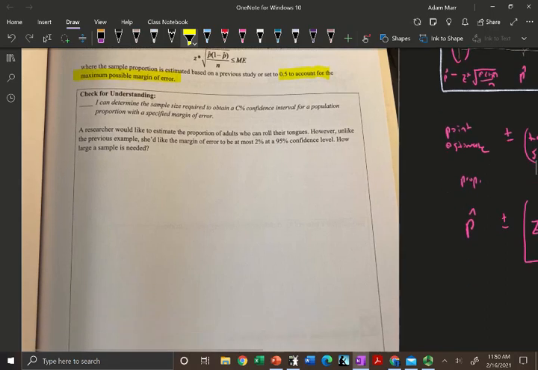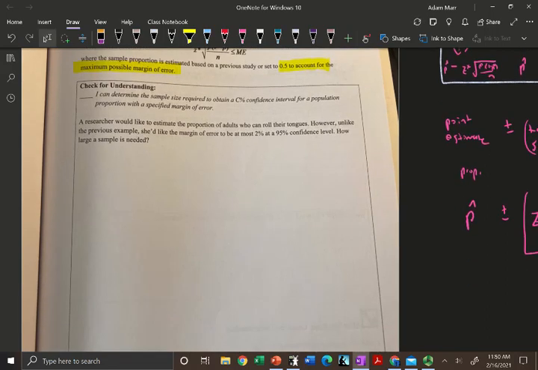So let's take a look here. A researcher would like to estimate the proportion of adults who can roll their tongues. However, unlike the previous example, she'd like the margin of error to be at most 2%. Okay, so at most 2% means it has to be less than or equal to 0.02. So our margin of error is 0.02 here at a 95% confidence level.